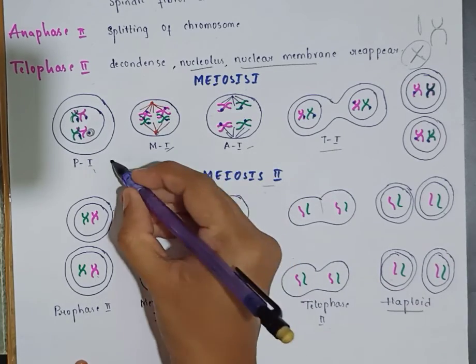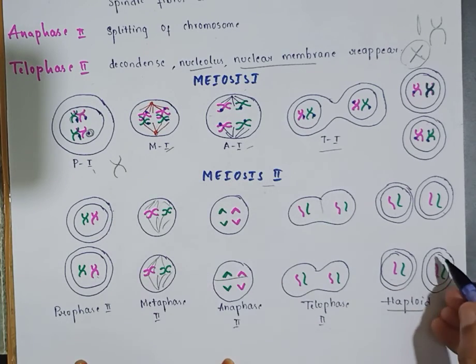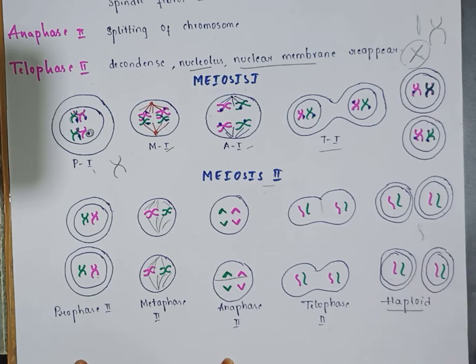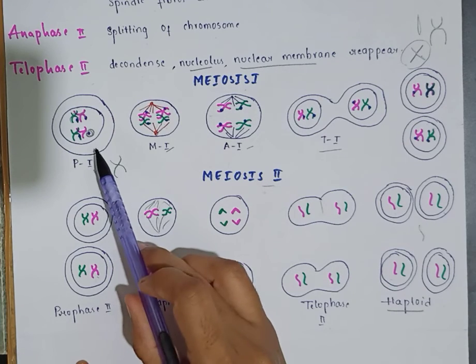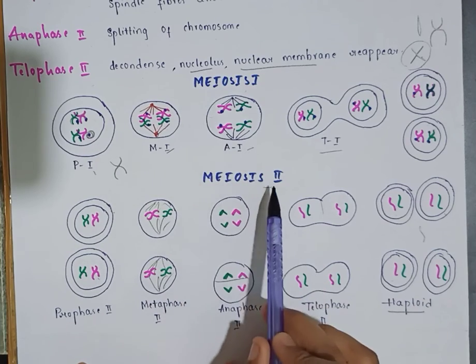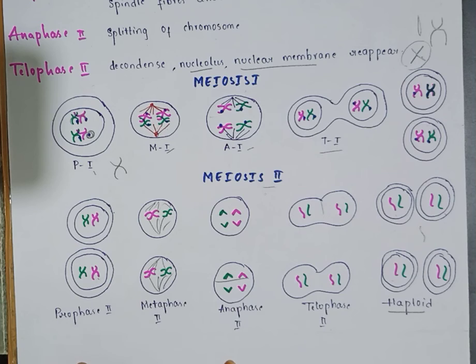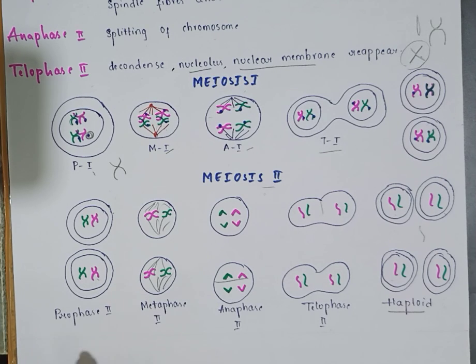Here it is a diploid condition, meaning 2 sets of chromosomes are present. Here it is a haploid set, only one set of chromosomes is present. So if one cell undergoes meiosis, it undergoes meiosis 1 and meiosis 2, and ultimately 4 cells are formed from the one cell. Hence it is called a reduction division.